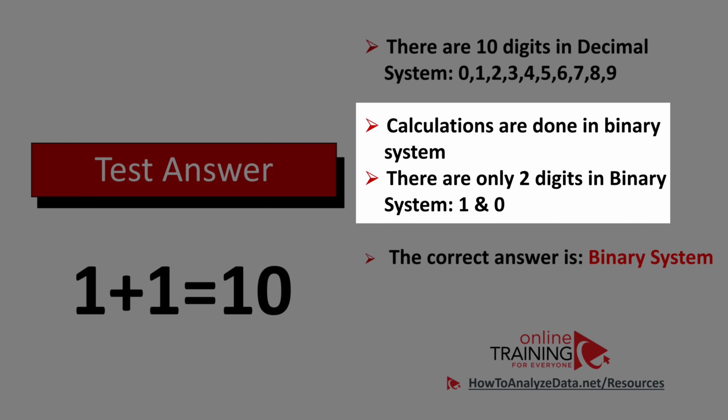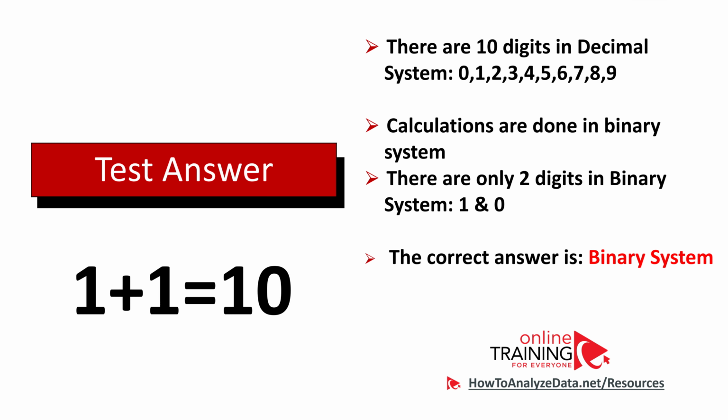and 0. So what happens when you do a calculation in the binary system and you add 1 plus 1? What looks like 10 in the decimal system looks like 2 in the binary system. So the correct answer, this calculation is possible because of the binary system. Let me demonstrate this to you.